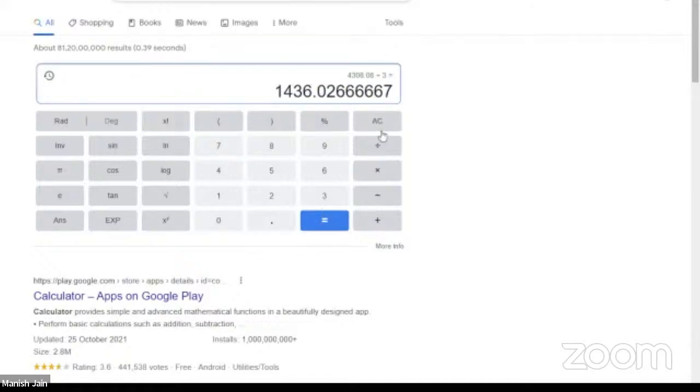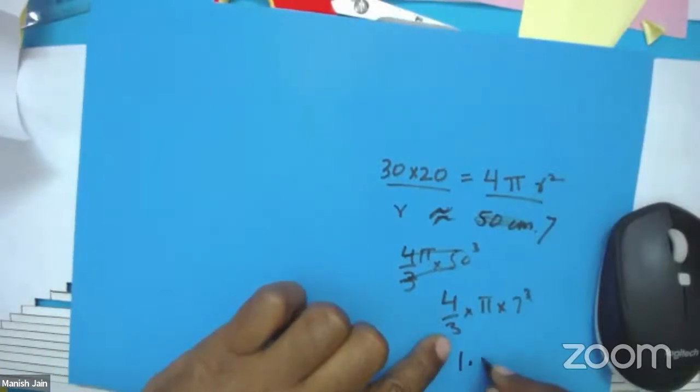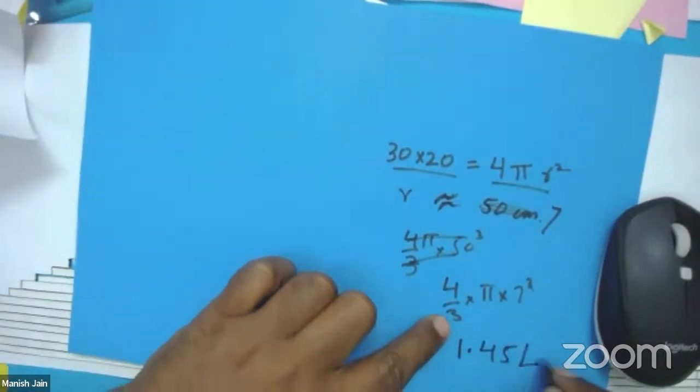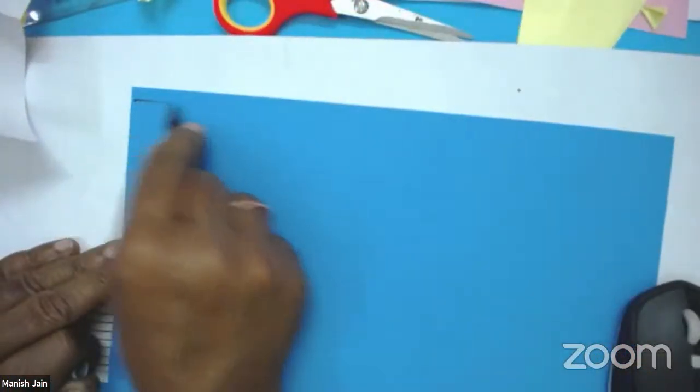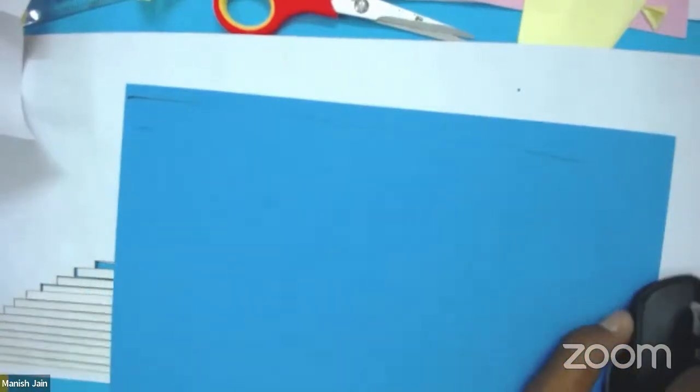1436, I can see it, 1436 cc. So almost 1.5 liters, not 1.5, less than 1.5. This will give you about 1.45 liters. और कैसे बनाएंगे? आपको अपने कागज की लंबी लंबी स्ट्रिप्स काटनी है, like this. Whole कागज, you cut it in strips like this, and then paste it so that it becomes a hollow sphere.